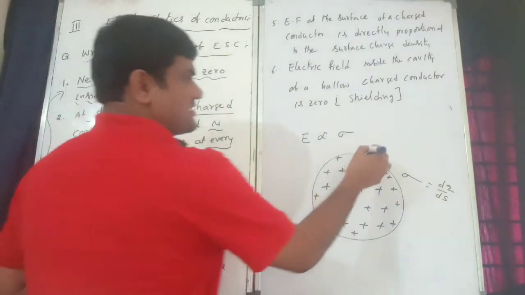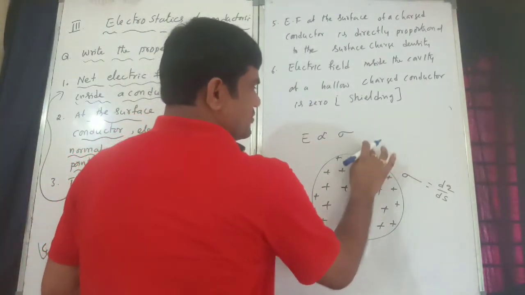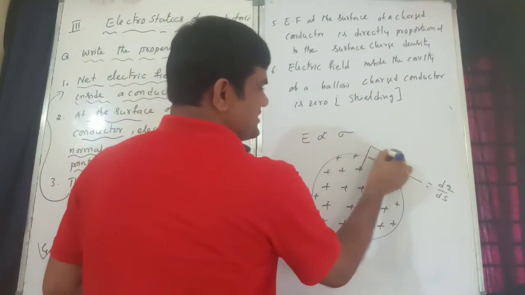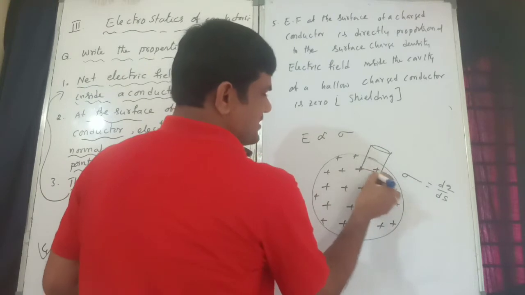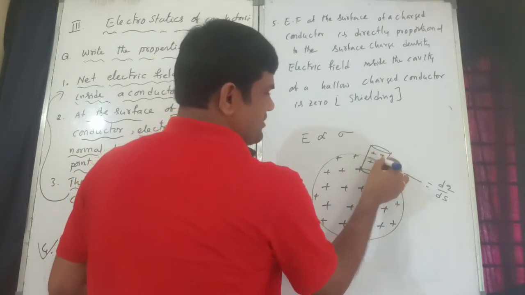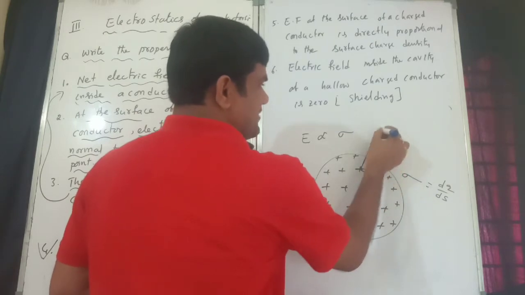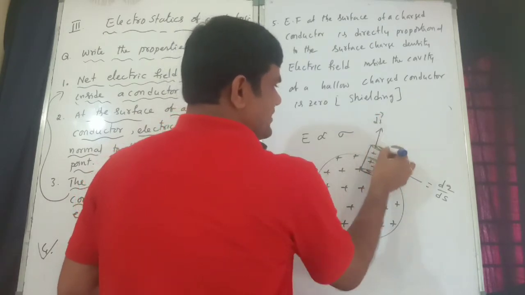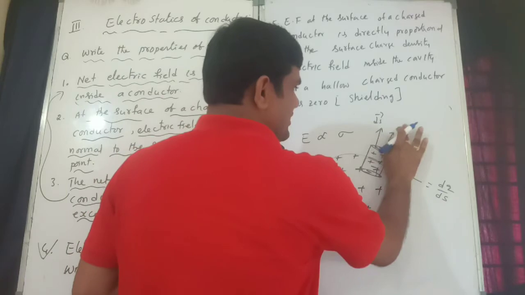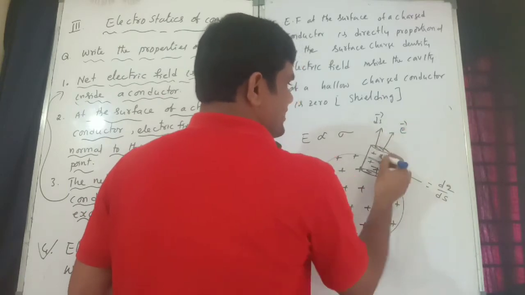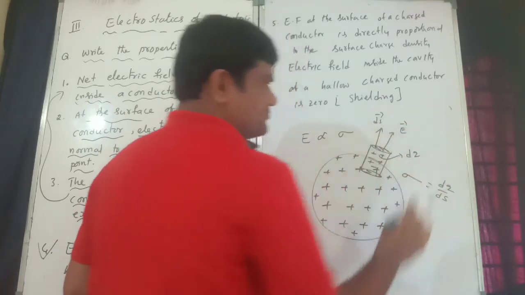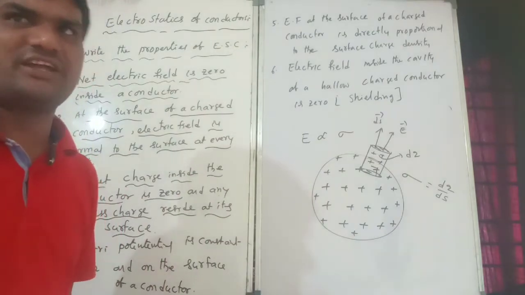So now I will select some region here like that. I will select here some region that is according to Gaussian surface. Here also some charged particle will be there. So this is the area vector. Area vector is acting this side only. Electric field also acting same this side only. The charge I will consider dq.